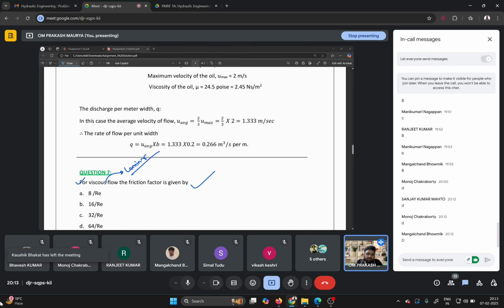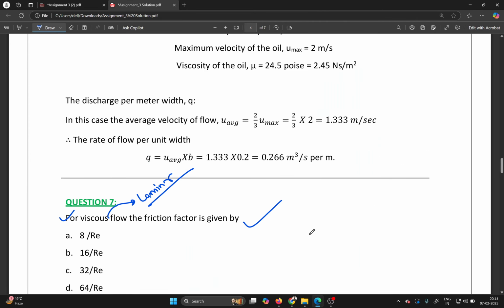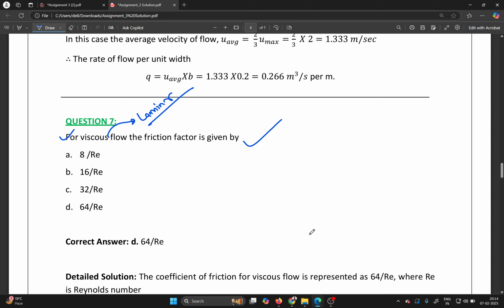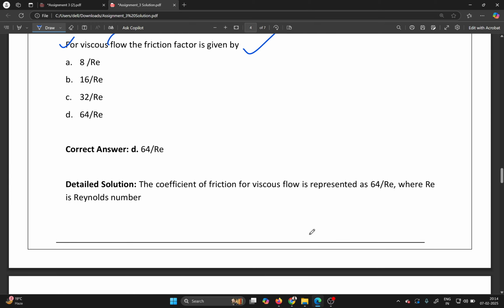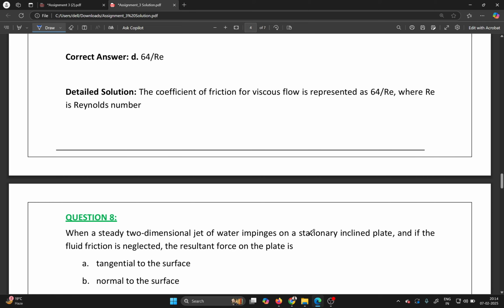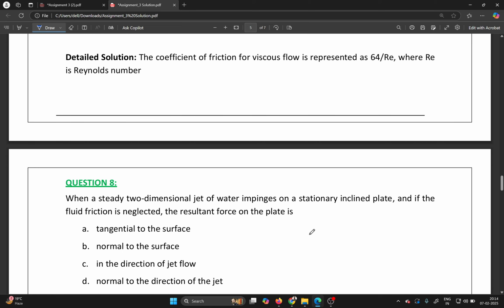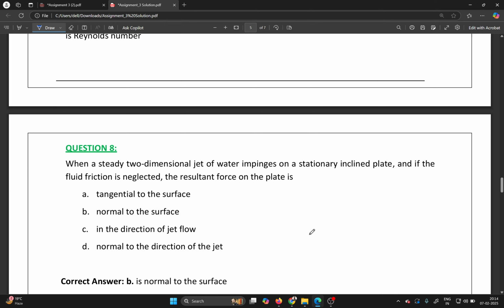Okay, most of the students are telling option D. Yes, option D will be correct, 64 by Re, because I have discussed this concept a lot, so I will not discuss it much here. We'll move on to the next question. Question number 8 we have discussed already.